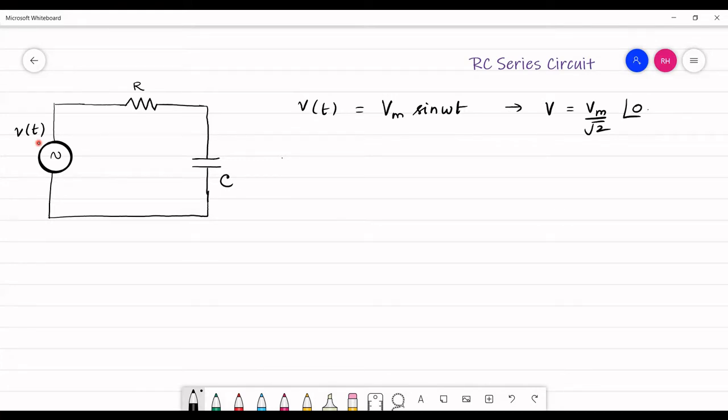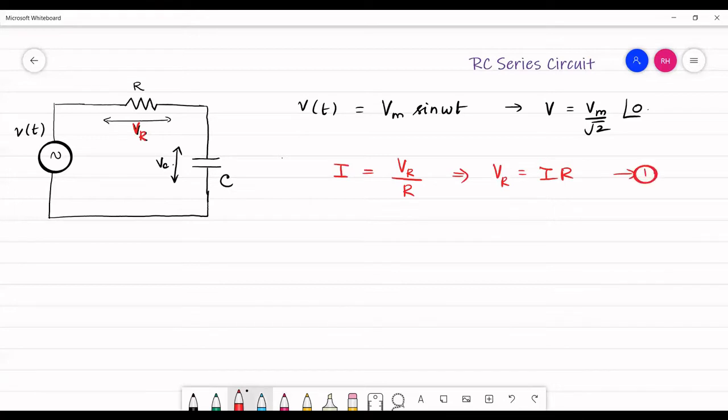And having a phasor voltage V from the source, let us now understand what would be the voltage that would be dissipated across the resistor and the capacitor. Along the resistor, if VR is the voltage that is dissipated, then we know current phasor I is equal to VR divided by R, and hence on cross multiplying we'll have VR to be equal to I into R. Let's have it as the first equation.